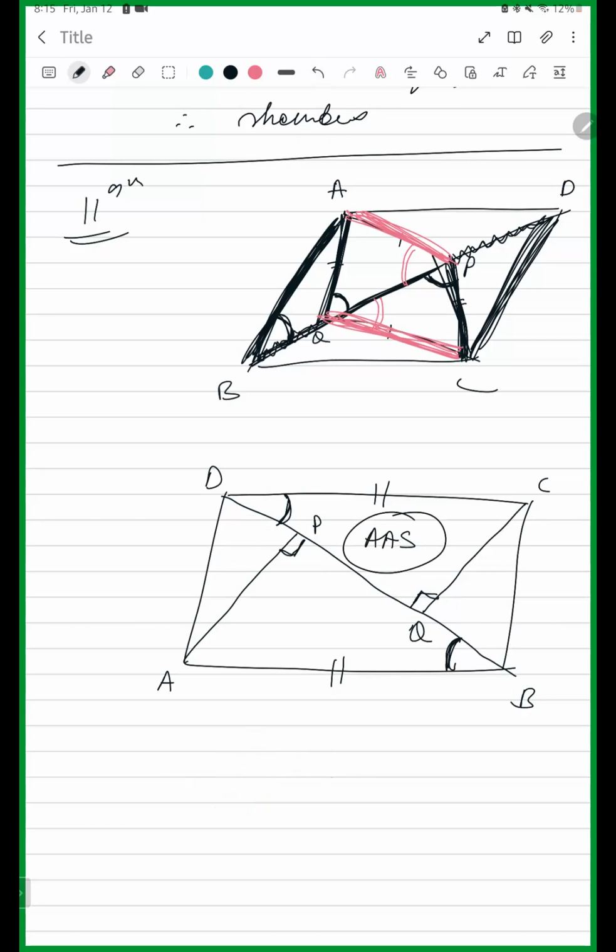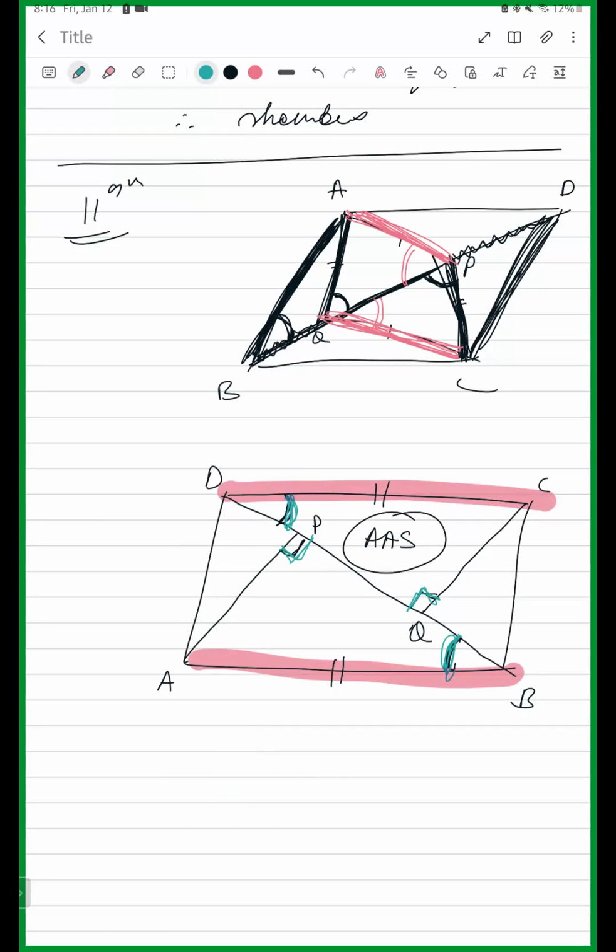Okay, understood the three points we have used here? First thing was DC is equal to AB because opposite sides of a parallelogram are equal. Then the second one was this angle and this angle are alternate interior angles. Then the third one was this angle is 90 and this angle is also 90. So these two triangles are congruent by AAS. Now AP is equal to CQ. It's CPCT.